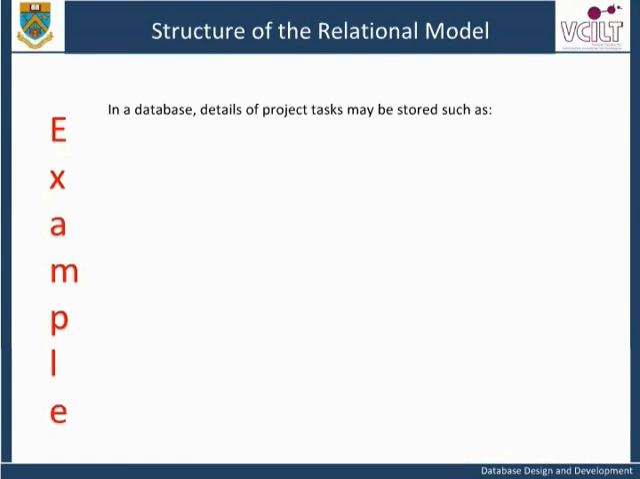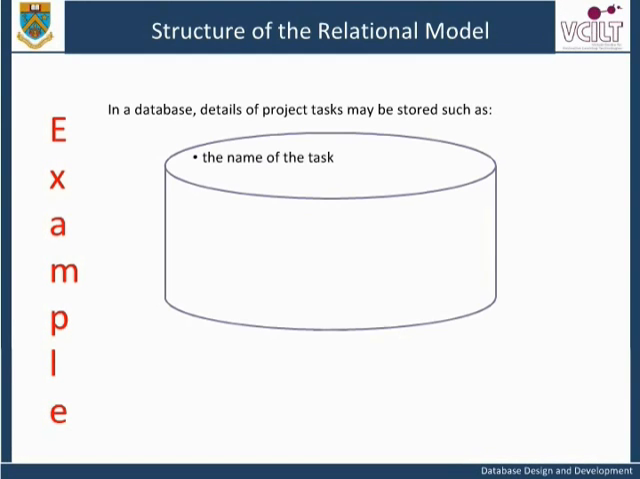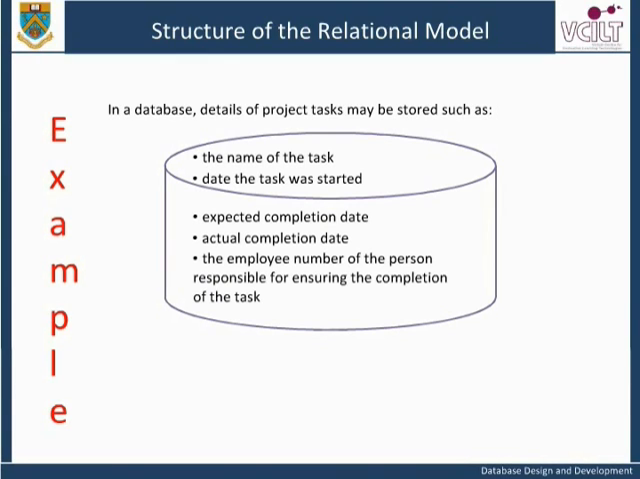Imagine a database in which we wish to store details of project tasks. Typical data items we might store in the columns of such a task table might be the name of the task, date the task was started, expected completion date, actual completion date, and the employee number of the person responsible for ensuring the completion of the task.